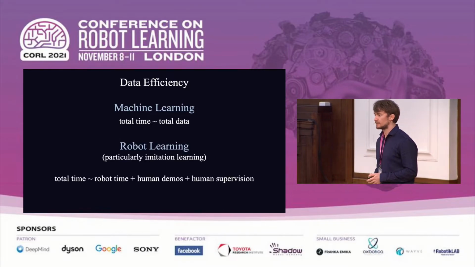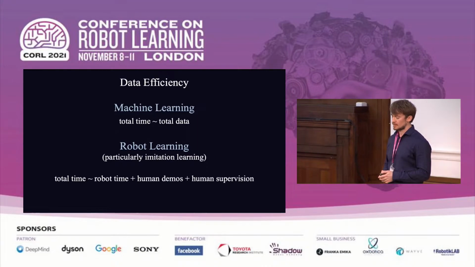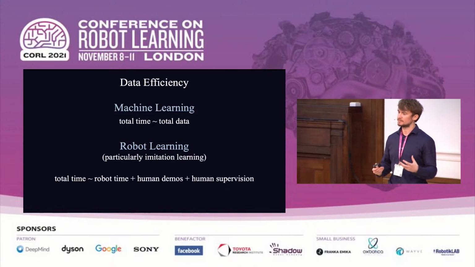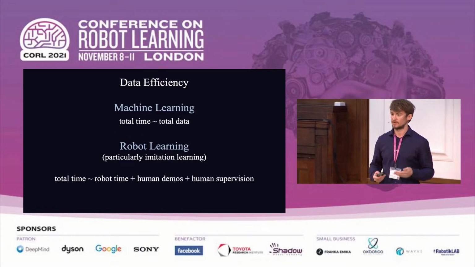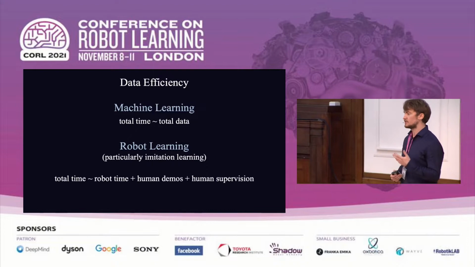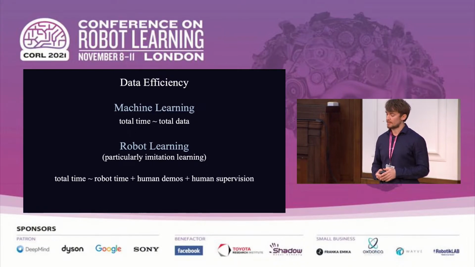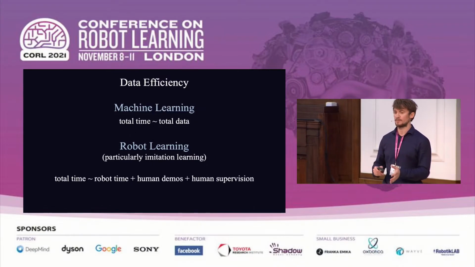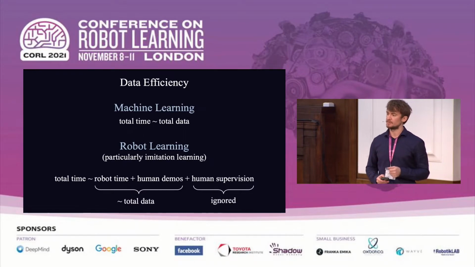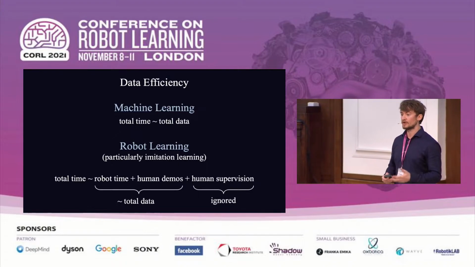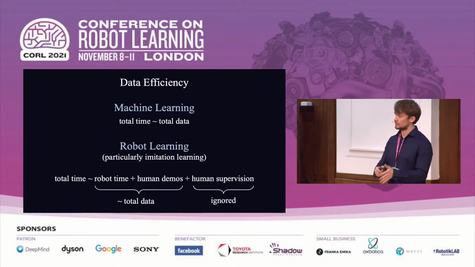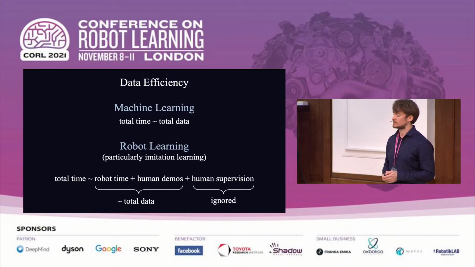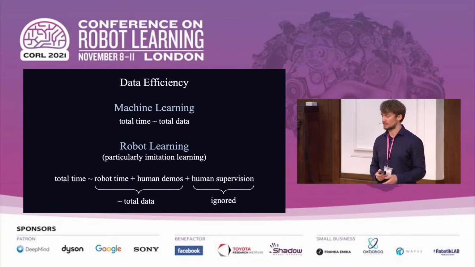But with robotics, and particularly imitation learning, the total time is much more complex. It's multi-factor. So we have the amount of time that the robot spends collecting data through exploration. We have the amount of time that the human spends providing demos. And then we also have this human supervision time, which is this extra component. The robot time and the human demos are incorporated in the amount of data that a method needs. But the human supervision on top of all that is not incorporated into the data efficiency. And I think this is problematic.